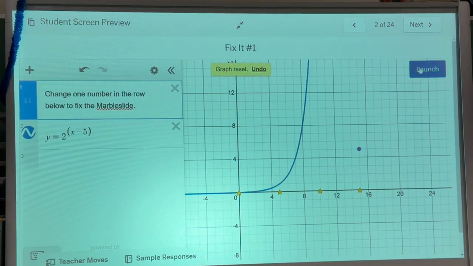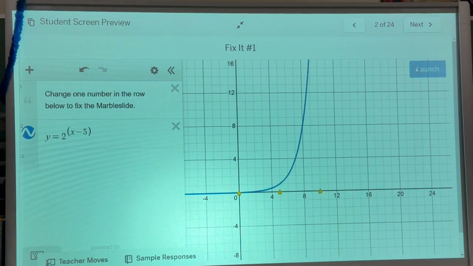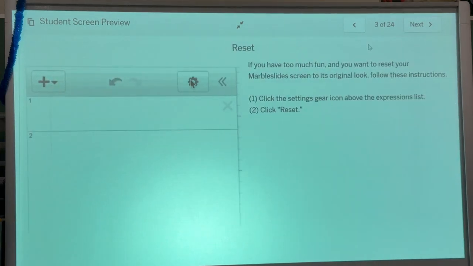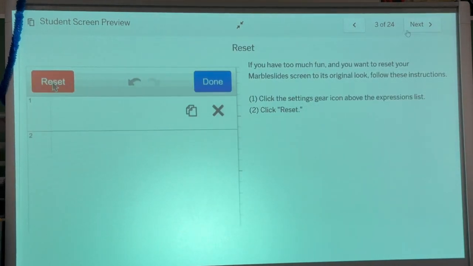But if I launch right now, I can clearly see I do not take out all of the stars. I've got to fix a number to make it happen. You can always reset if you need to.